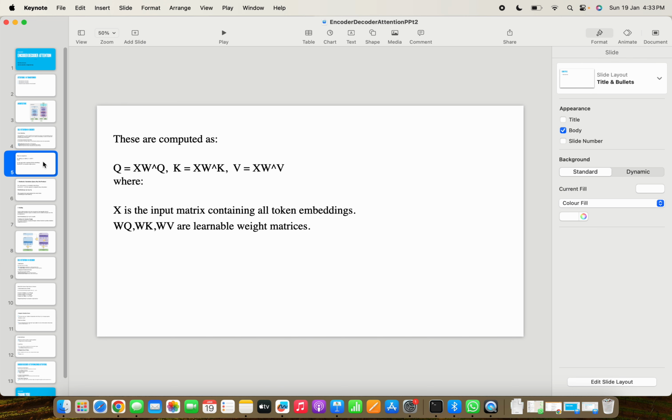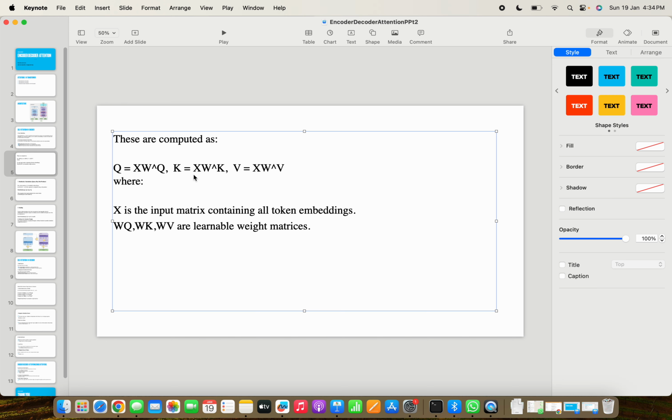The computation is like this: for the query, X is the input matrix containing all the token embeddings, multiplied by the weight matrix W_Q. Then the key is calculated similarly, the input matrix multiplied by the weight W_K, and the value is computed as the input matrix multiplied by the weight W_V. W_K and W_V are just weight matrices, nothing more.